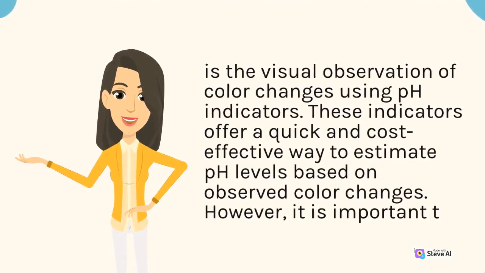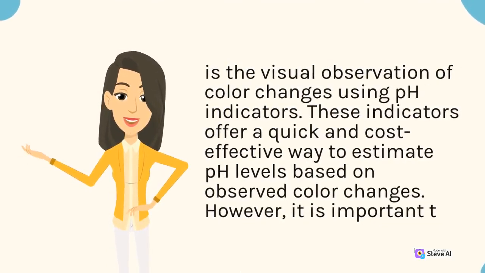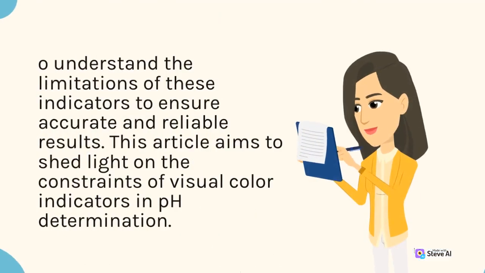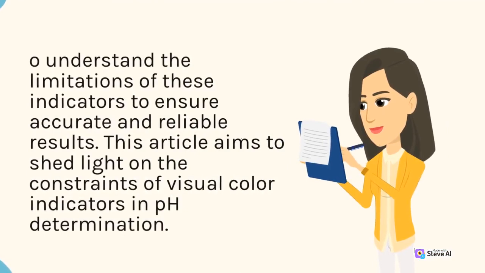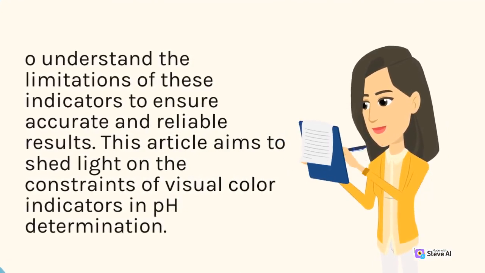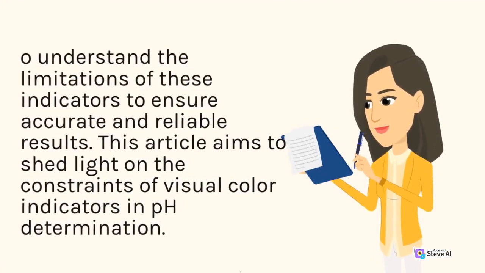However, it is important to understand the limitations of these indicators to ensure accurate and reliable results. This article aims to shed light on the constraints of visual color indicators in pH determination.